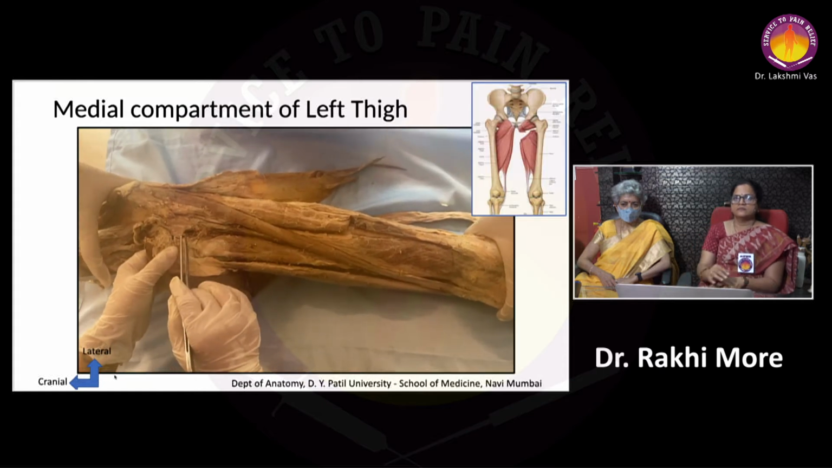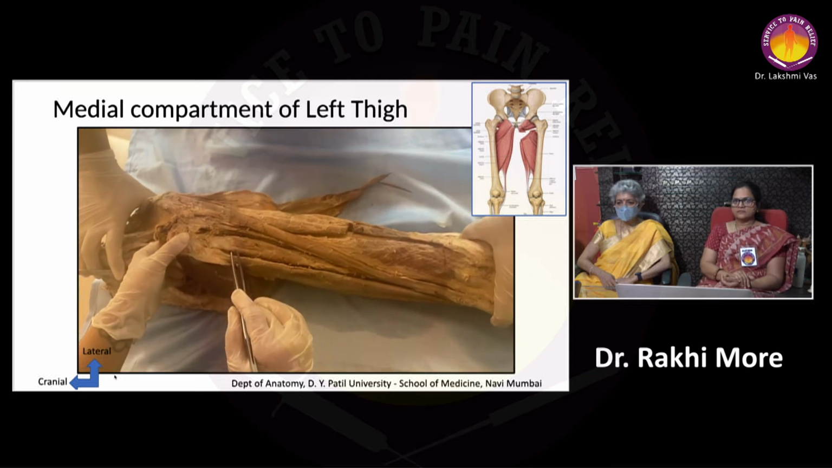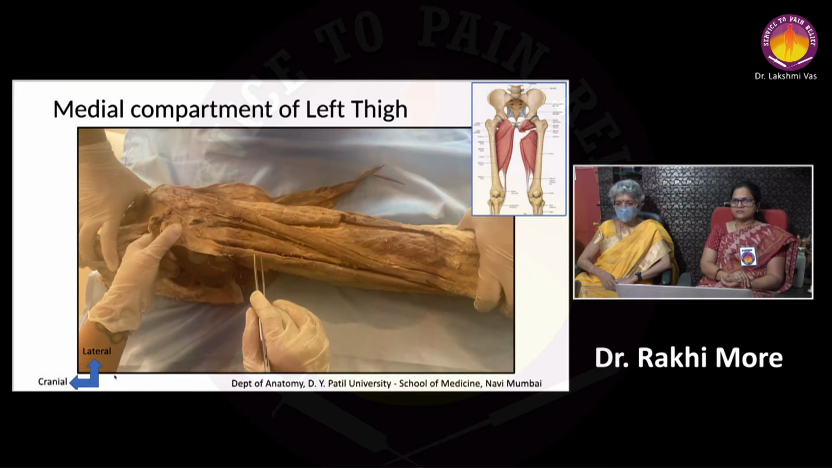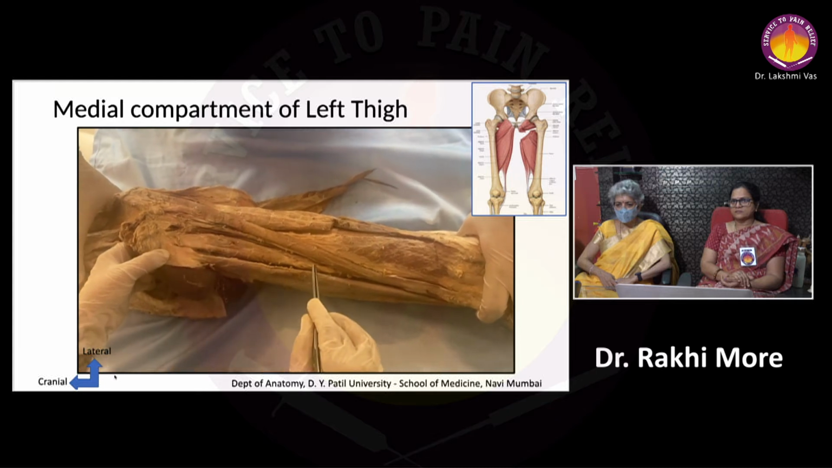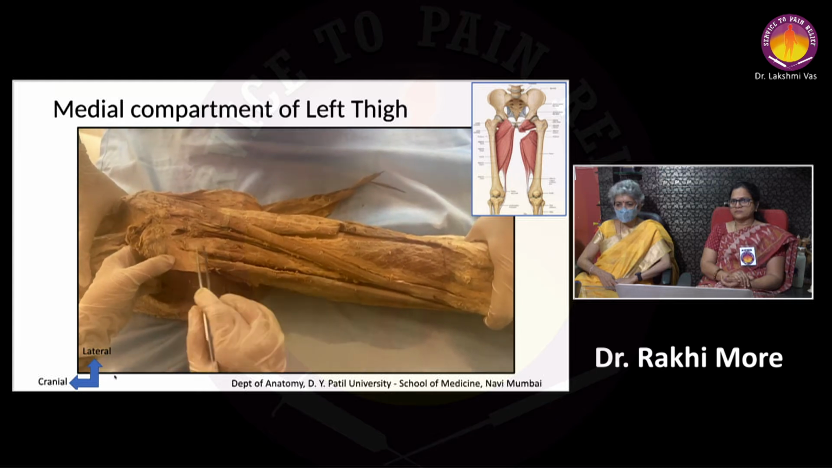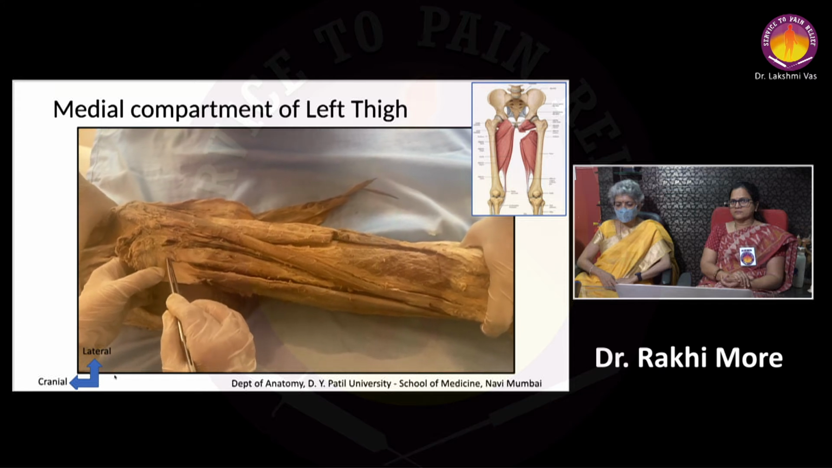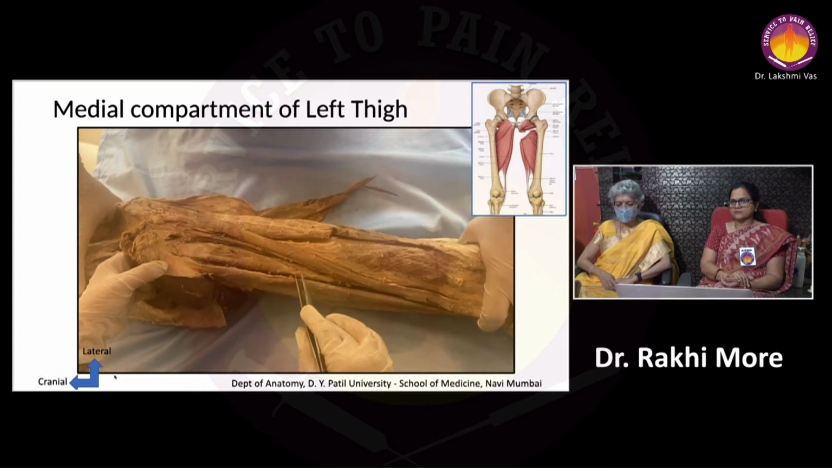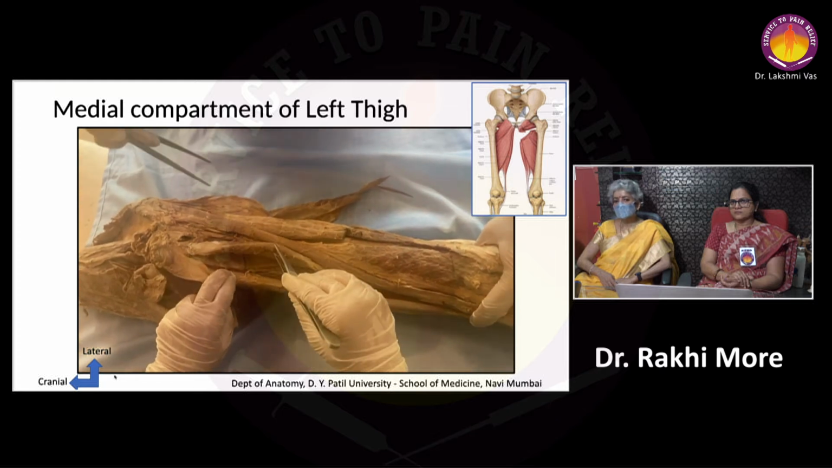In this video, we are going to see the medial compartment of the thigh. The muscles in the medial compartment will be the three adductors and the gracilis. This muscle which we see over here is the adductor longus. It takes origin from the anterior surface of the pubis and gets inserted on the linea aspera.